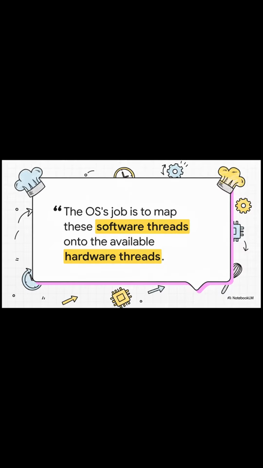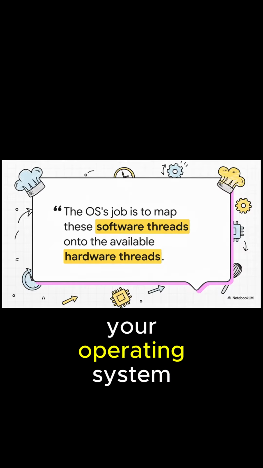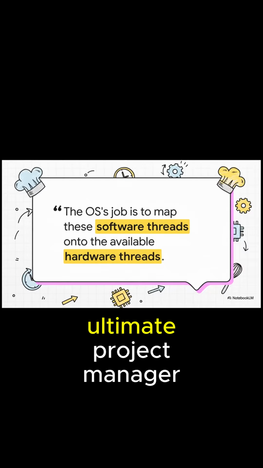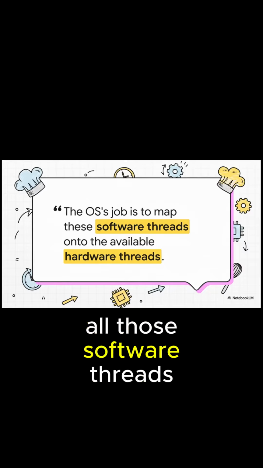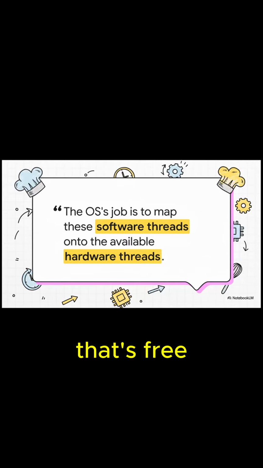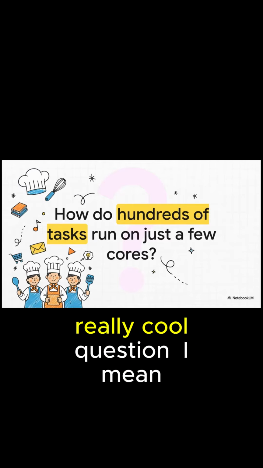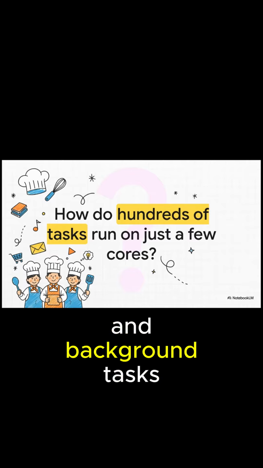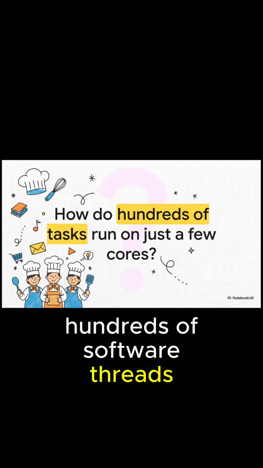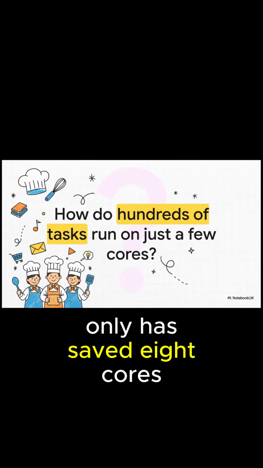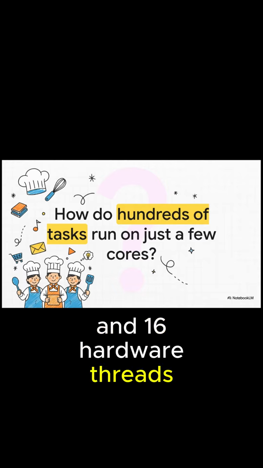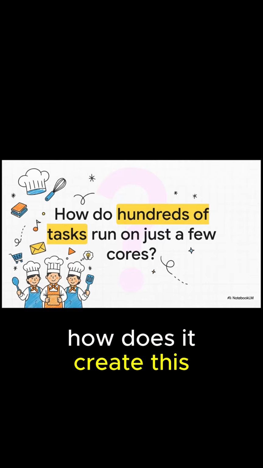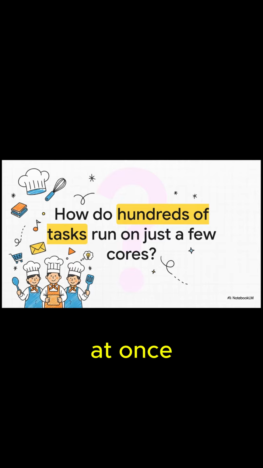How does that work? That's the job of your operating system, your Windows, your macOS, your Linux. It acts as the ultimate project manager, grabbing all those software threads and assigning them to a hardware thread that's free. Which brings up a really cool question. Think about it. You might have hundreds of programs and background tasks running, hundreds of software threads, but your fancy new CPU only has, say, 8 cores and 16 hardware threads. How on earth does your computer not just grind to a halt? How does it create this illusion that everything's running smoothly at once?